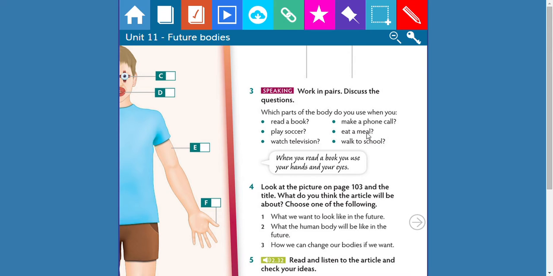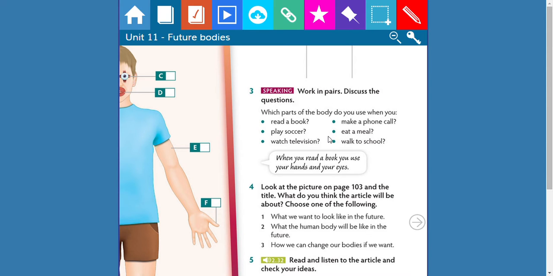No, which part of your body do you use? Or which part of your body do you use when you walk to school? Mister, I don't walk to school. I take the bus. Okay, okay, no problem. But for taking the bus, what part of your body do you use? No, you need to walk. Okay, that's the idea. I gave you one and two examples. You need to think about it.